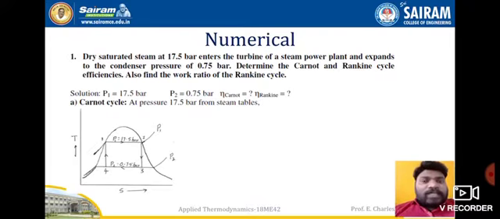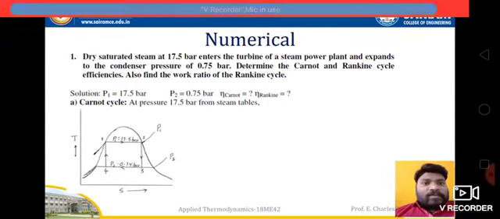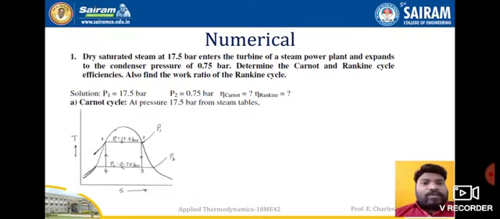Dry saturated steam at 17.5 bar enters the turbine of a steam power plant and expands to the condenser pressure of 0.75 bar. Determine the Carnot and Rankine cycle efficiencies. Also find the work ratio of the Rankine cycle. So this is what we have to do.